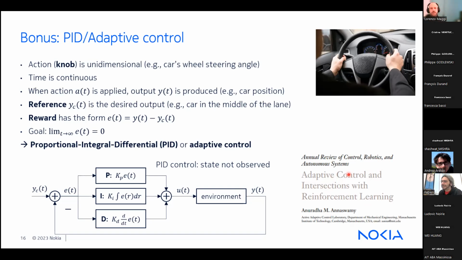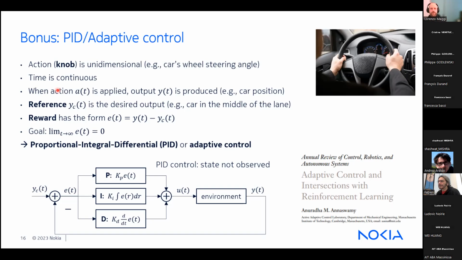So there is a clear analogy between optimal control and reinforcement learning, where the action in this case is unidimensional. You can think of it as the angle at which we steer the wheel of a car. Time is continuous, and when action is applied, there is a certain output, and the output has to be as close as possible to reference. Let's say that you want to steer the wheel such that the car is exactly in the middle of the lane and you're on ice, let's say, in order to make things simpler.